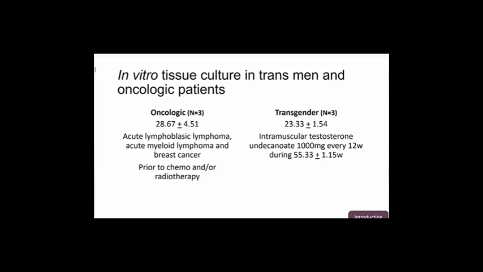In this work, we included 6 patients, 3 oncologic patients and 3 transgender patients. The oncologic patients comprised fertility preservation for an acute lymphoblastic lymphoma, myeloid lymphoma, and breast cancer, and none of the patients received chemoradiotherapy prior to the oophorectomy. The transgender patients, matched for age with the oncologic patients, did receive intramuscular testosterone for more than a year, every 12 weeks.